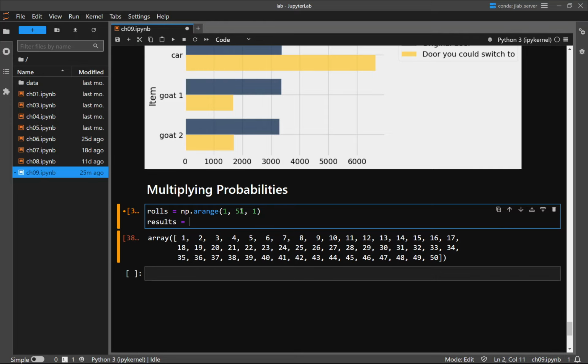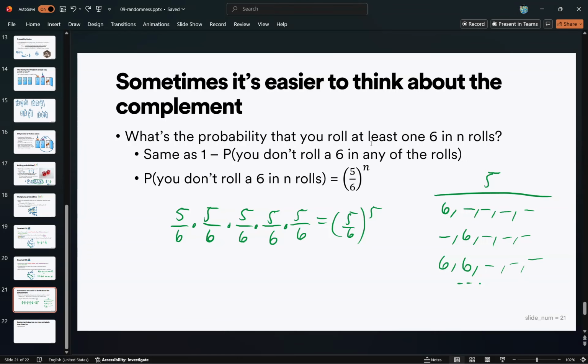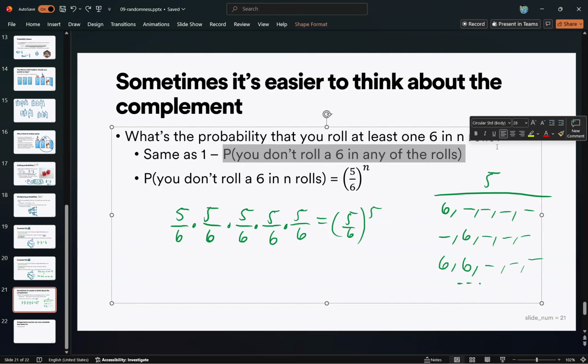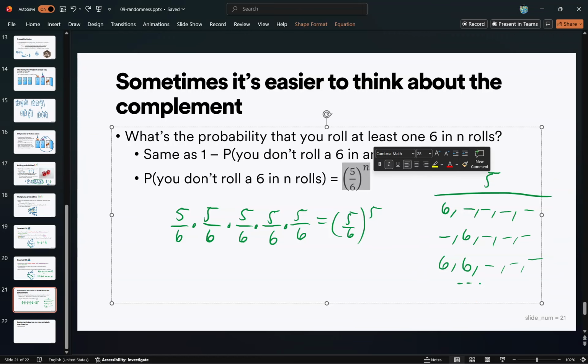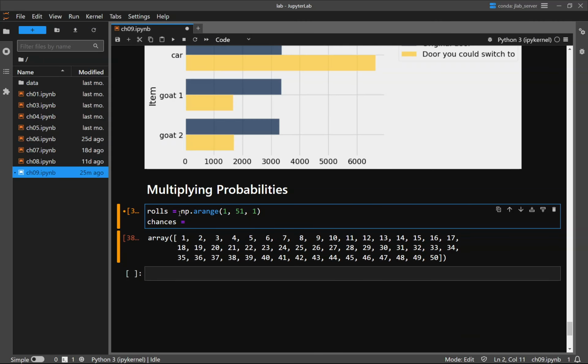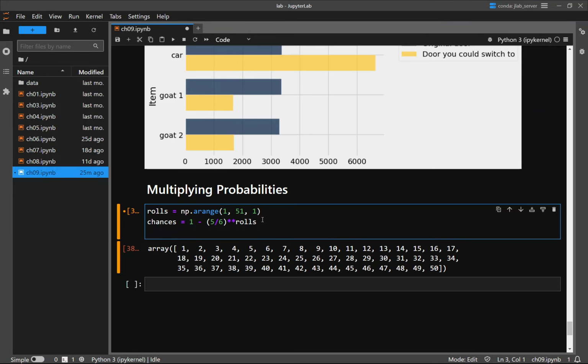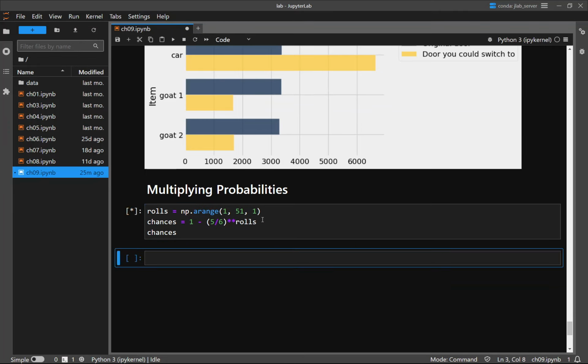And then I can make some results out of that. So results equals, by the way, what are the chances that you got at least one 6? It's 1 minus whatever this is, which is (5/6)^n. So I can calculate that: 1 minus 5/6 to the power of rolls. That will do 5/6 to the power of each of those things, and then do 1 minus. It'll give me a bigger sequence back, just as many things. So those are my odds.